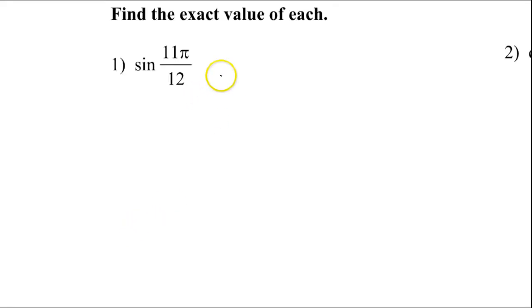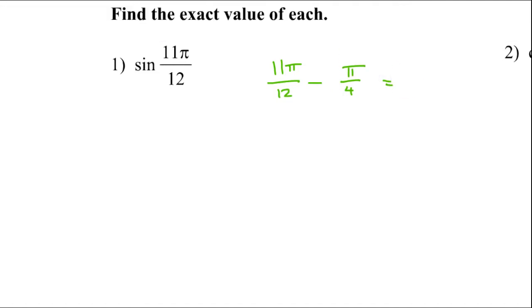Alright, take a look at problem number 1. Now, 11 pi over 12 is not a special angle. So I'm going to split this apart using angles like pi over 6, pi over 3, and pi over 4 that I know how to evaluate. Now, one technique that I like to use is subtraction. So I'm going to start with 11 pi over 12, and I'm going to subtract one of my special angles. Let's try pi over 4 and see what happens.